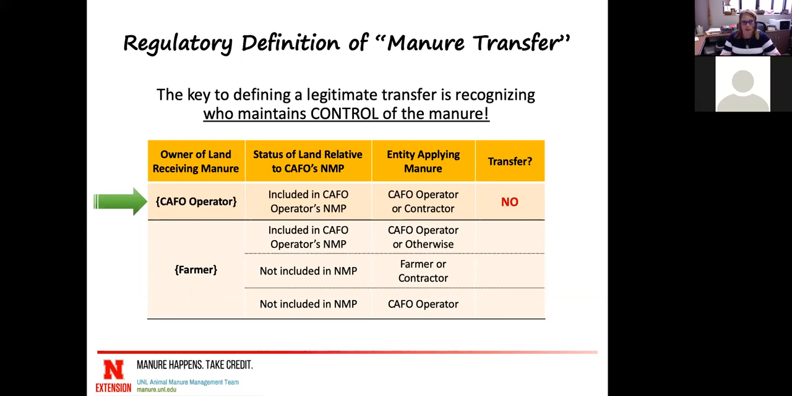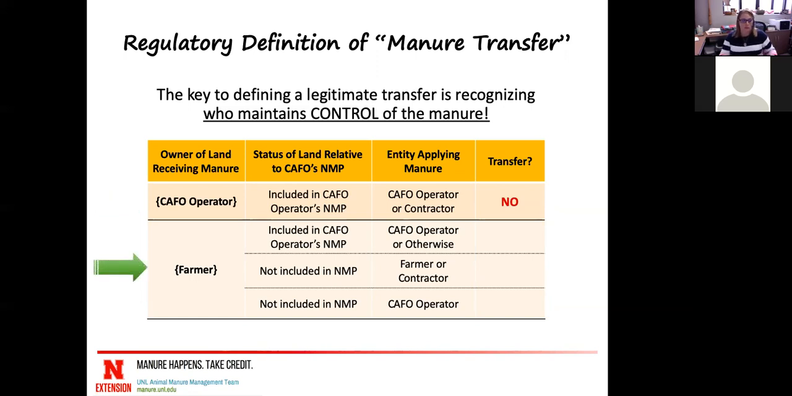In this case, that land should be in the operator's nutrient management plan. If it's not, and they're starting to use land that they own that was not previously listed in the plan, that would need to be included. There would need to be a revision of the plan to include that land.